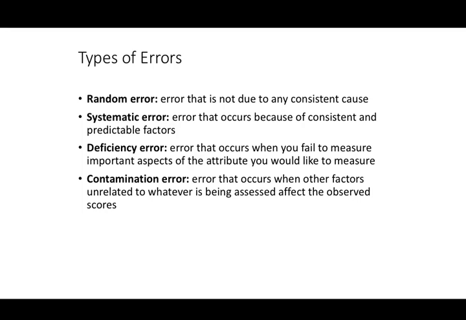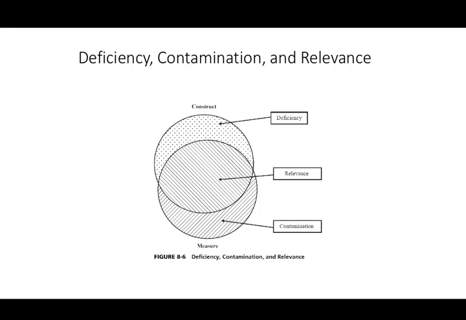So a measure that includes something that's not relevant or may even be illegal is contaminated, and we want to be careful of those kinds of errors as well. This slide is a really great example of the difference between deficiency and contamination and what is relevant.